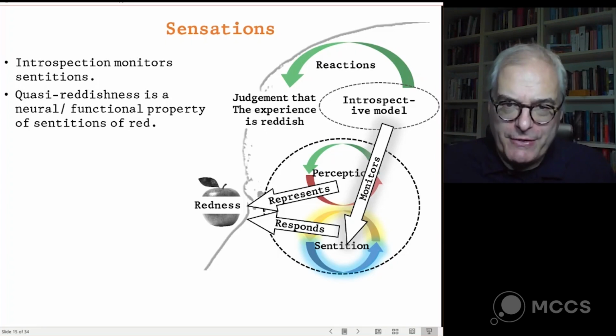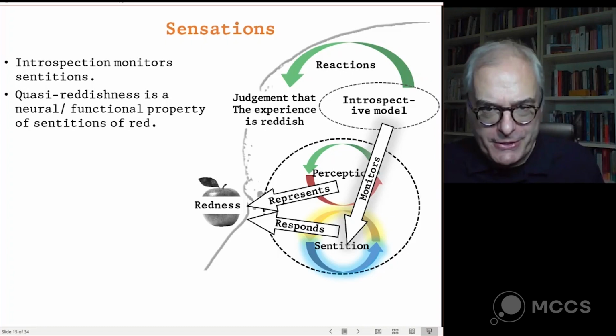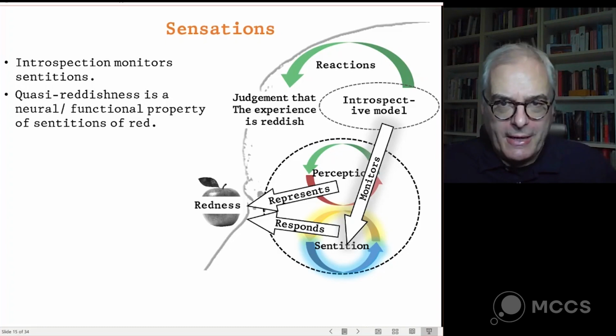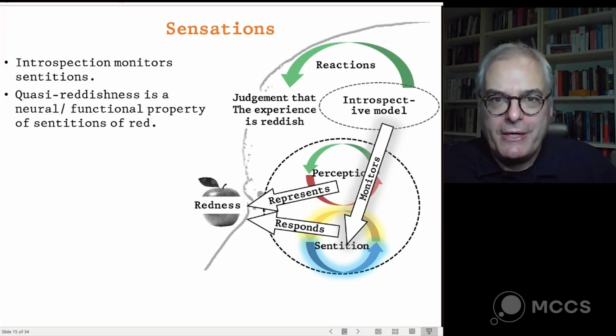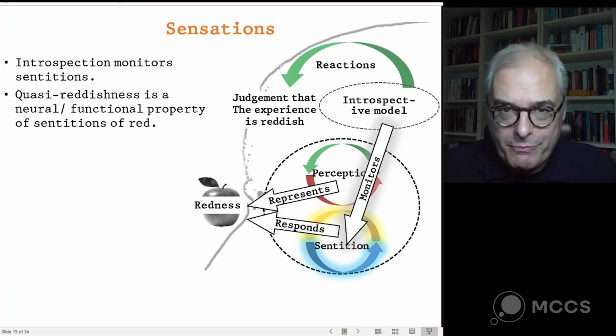Introspection monitors features of that response, and that leads us to judge that our experience, that our sensation, has this quality, this special quality. I should say that I've missed out quite a few steps in that story.